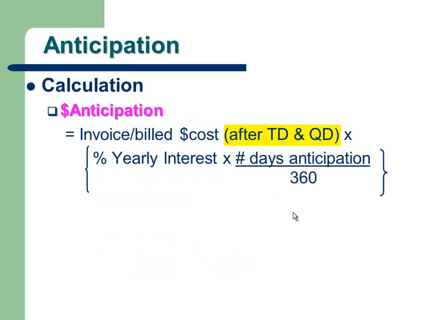So the dollar anticipation is calculated by multiplying your invoice or billed cost, after the trade discount or quantity discount have been taken off, times the annual interest rate that you might get from a bank. This interest rate is agreed upon between the vendor and buyer to determine that we're granting this anticipation based on this annual interest rate, things like that.